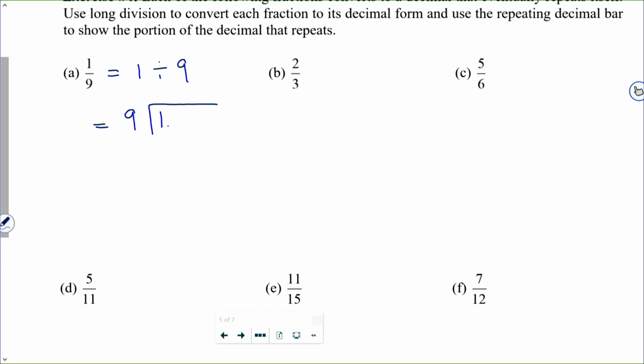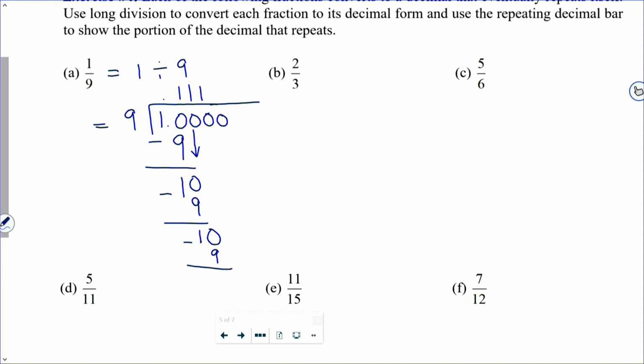Now, I'm going to put a 0.0 here, and maybe some more zeros. I say, how many times does 9 go into 10? Well, that's 1 time. Then I subtract, and I get a remainder of 1, and I drop a 0 down. How many times does 9 go into 10? That's 1 time. I get a 9, I subtract, I get a 1, I drop a 0, and I get a 10. How many times does 9 go into 10? I get 1.